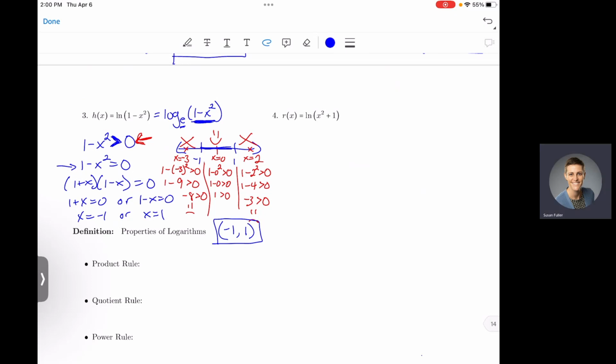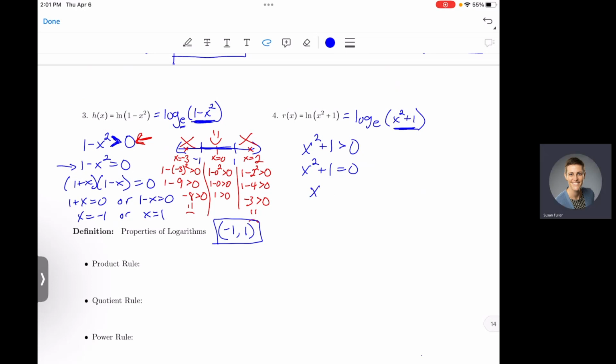All right, last one here. R of x equals ln of x squared plus 1. Again, ln means log base e. For right now, the only thing that we need to know about that is that ln is, in fact, a logarithm. So I've got stuff inside a log. If you got stuff inside a log, you're going to set your stuff greater than 0 and solve this inequality. This, again, is a quadratic inequality, so we're going to solve the equation, put those solutions on a number line, and test our values. This is a sum of squares.